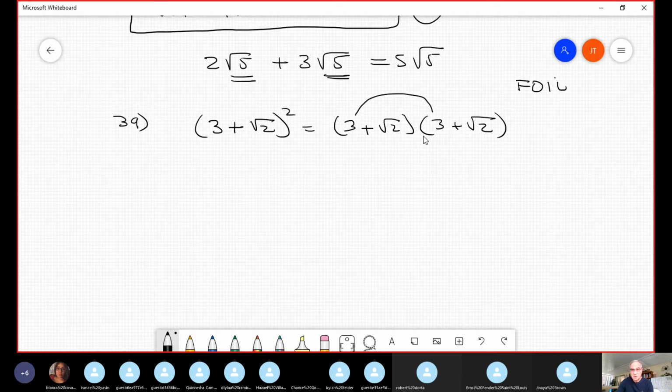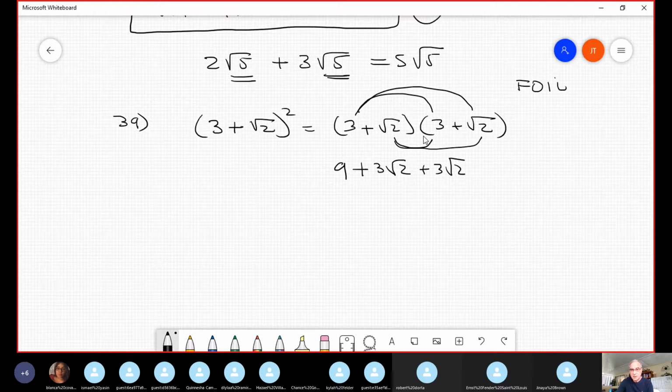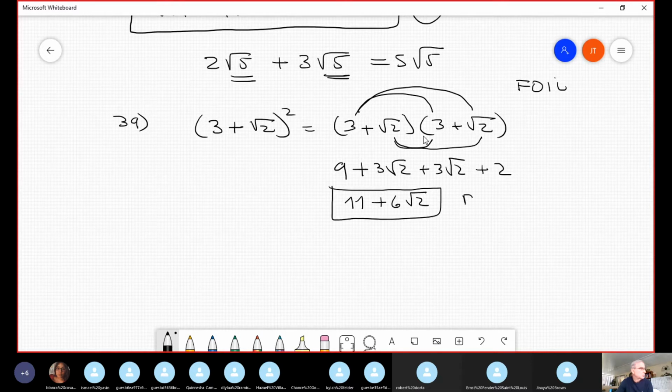3 times 3, 9. 3 times radical 2 is plus 3 radical 2. Radical 2 times 3 is again 3 radical 2. And put the coefficients in the first place and the radical in the second place. And finally, last, radical 2 times radical 2 is 2. And we combine like terms. Of course, we combine. 9 and 2 is 11. And 3 plus 3 is 6 radical 2. Good, that's the answer. The option B, no?